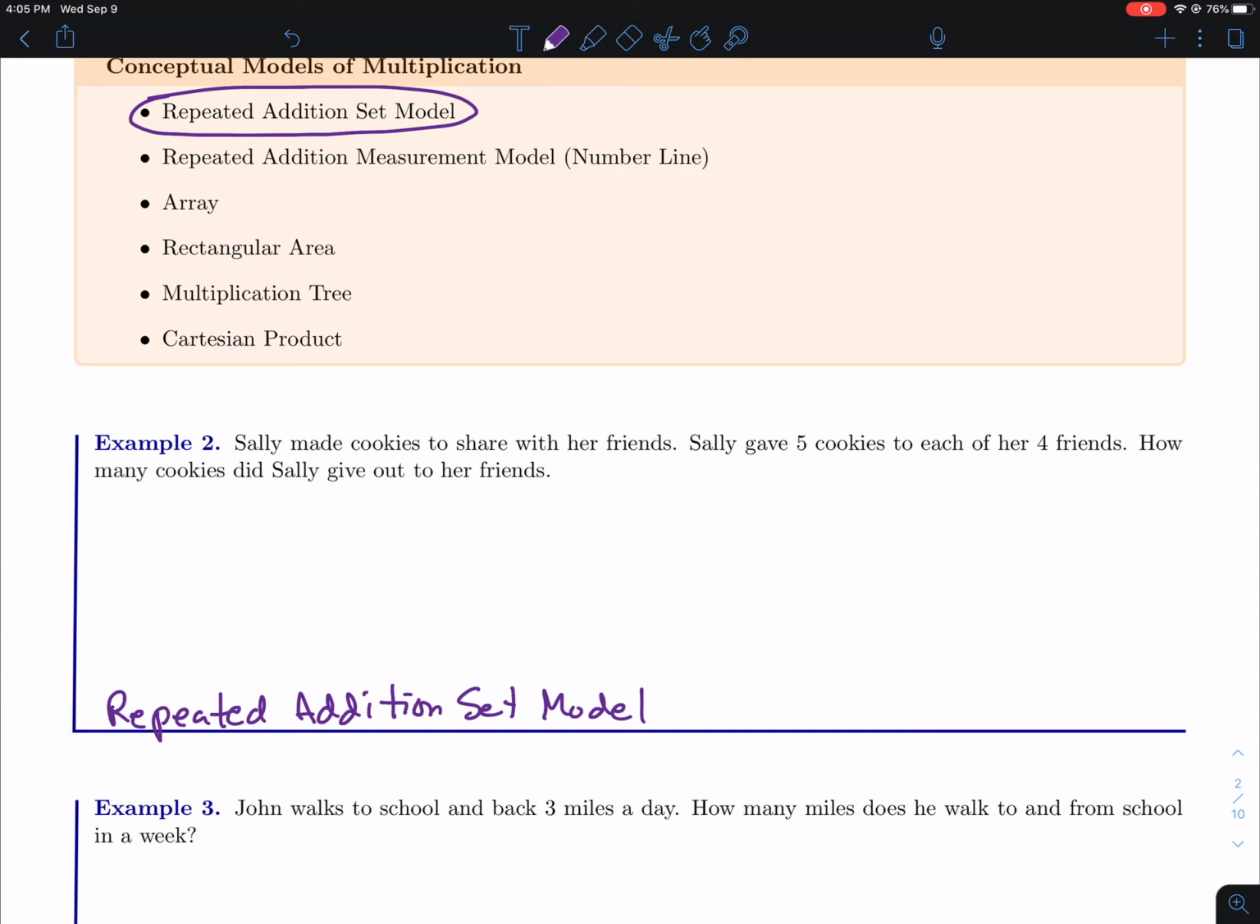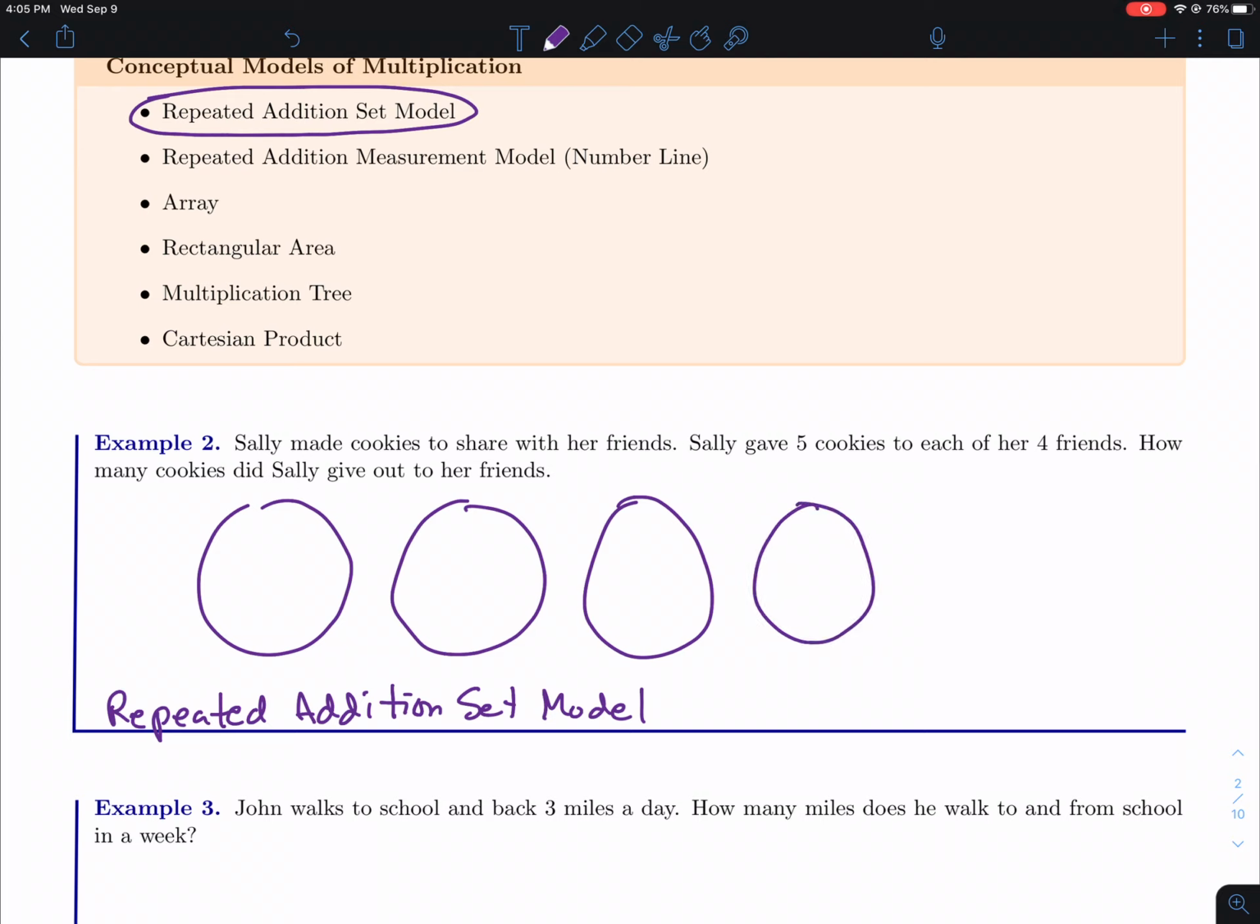And so in this case, I'm going to make a circle for each of her friends. And I'm just going to label them underneath because I don't know their names. Friend 1, friend 2, friend 3, friend 4. And so the idea is she gave 5 cookies to each of her friends.